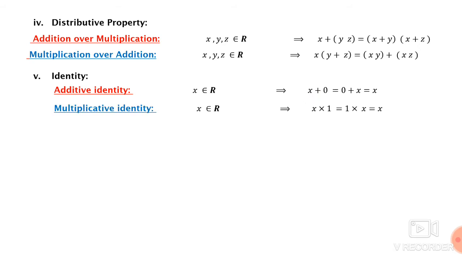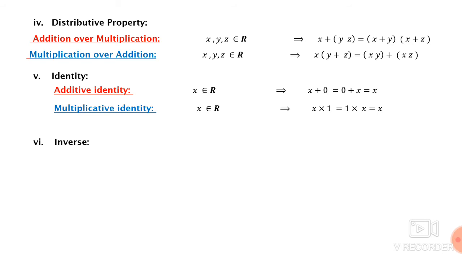Multiplicative identity. x belongs to real number implies x multiplied by 1 equals 1 multiplied by x is equal to x. It means if we multiply 1 with any number, we will get the same number in the answer. So 1 is the multiplicative identity of real numbers.